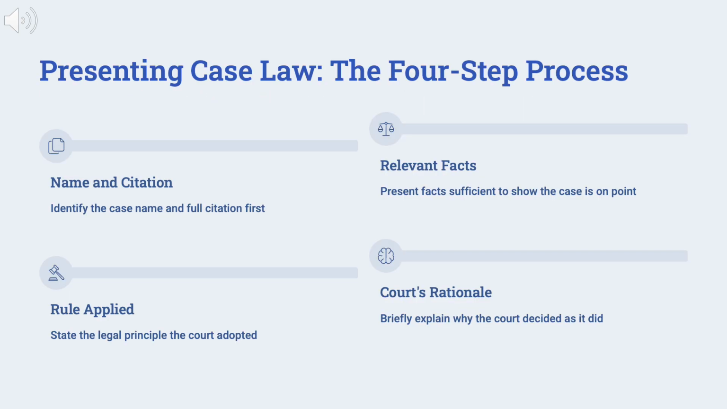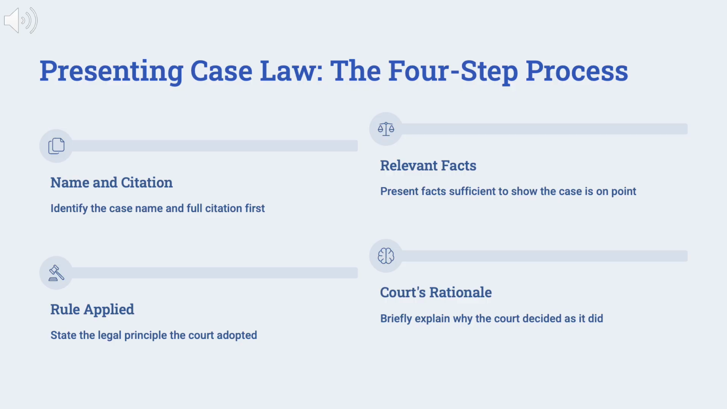When case law is relevant to the analysis, it must be presented in a structured, consistent manner. A four-step process governs the presentation of each case. The first step is to provide the case name and full citation. The reader must be able to identify and locate the authority being discussed. The name and citation appear first and are properly formatted according to the applicable citation rules.